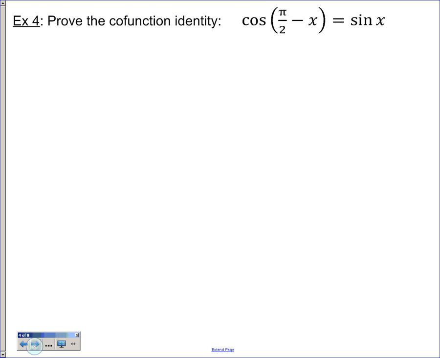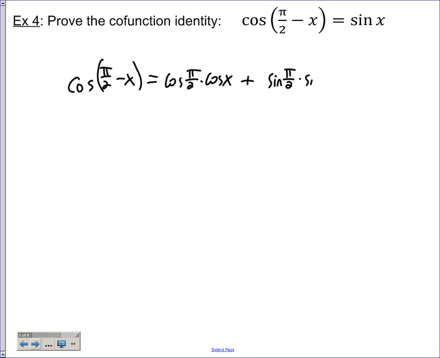So those first 3 examples are finding exact values for sine, cosine, and tangent. We didn't do a tangent example, but they work very similarly. We can also use these to prove or reduce formulas. So we're going to prove one of the cofunction identities from section 5.1. This turns out to just be using the difference of cosines. So we get cosine of pi over 2 minus x is equal to cosine of pi over 2 times cosine of x plus sine of pi over 2 times sine of x.